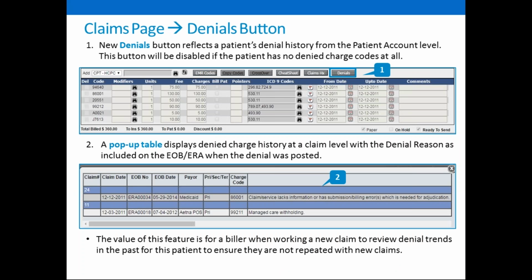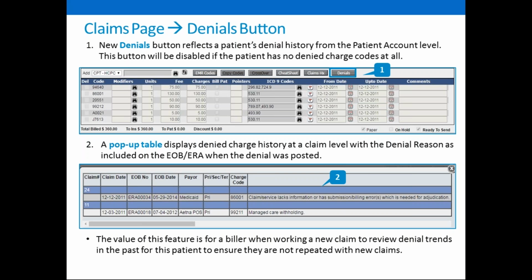Another change that we have added, a new function on the claim page, is a denials button. If you notice in the top screen capture next to the number 1, there's a new gray button with the label denials right above the charge row. This reflects at a patient level their denial history from the patient accounts. So it's patient specific, but it is cumulative of that patient's history within Prognosis of any claim that has previously been denied. It is reflected here, as you see in the second screen capture, in a pop-up table.